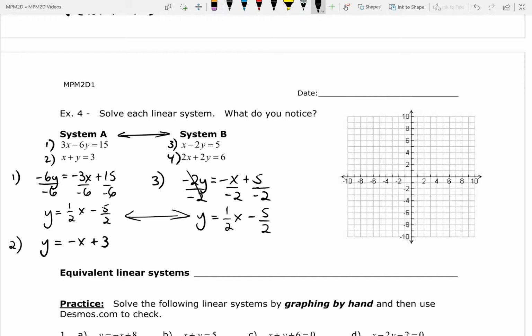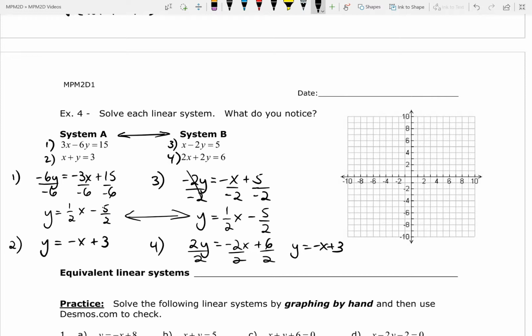Okay. What about equation number 4? Well, isolate the y, so 2y equals, subtract 2x from both sides, so negative 2x plus 6. If I divide this equation by 2, it turns out that I also get y equals negative x plus 3. It's the same thing as equation number 2. Okay, so we have equivalent linear systems. Well, we can still solve each system, so system A and system B.